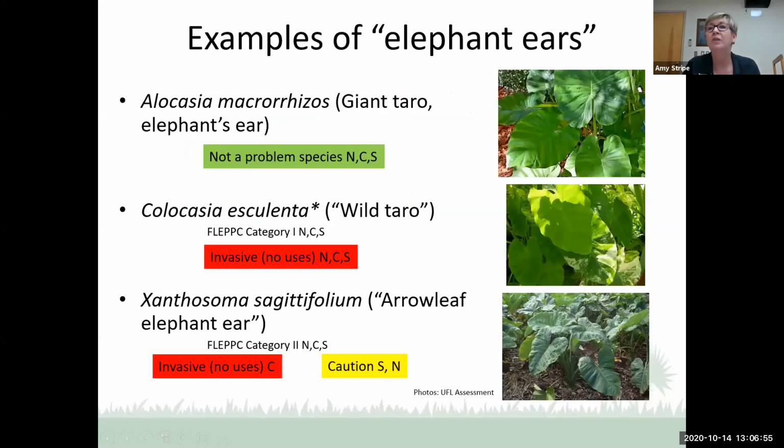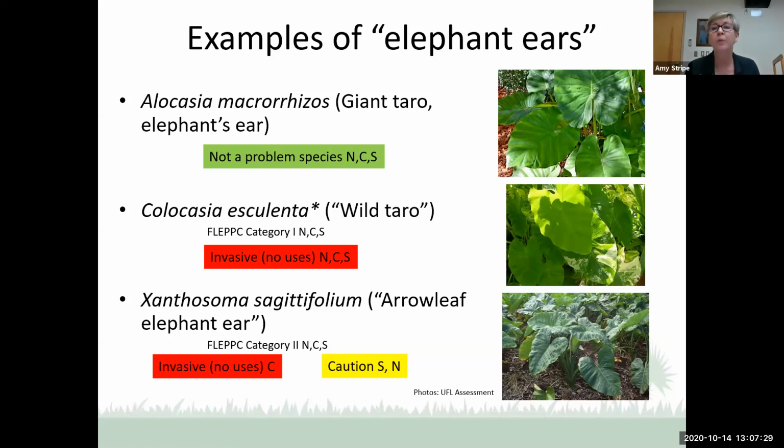So I went back and looked at the University of Florida's assessment of non-native plants in Florida's natural areas, and there were 3 examples of elephant ear common names in that database. The first one was Colocasia macrorhizos, generally known as giant taro, but also elephant's ear. It is not a problem species in North, Central, or South Florida.